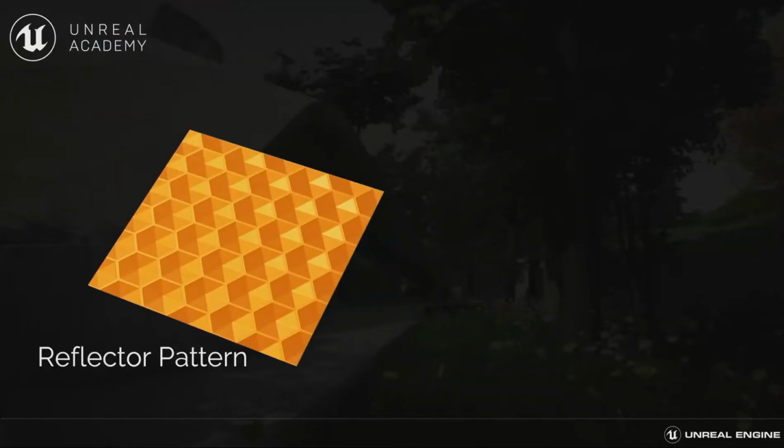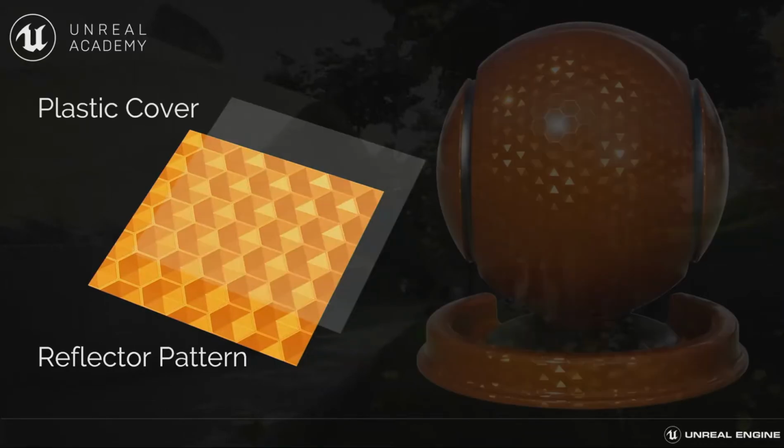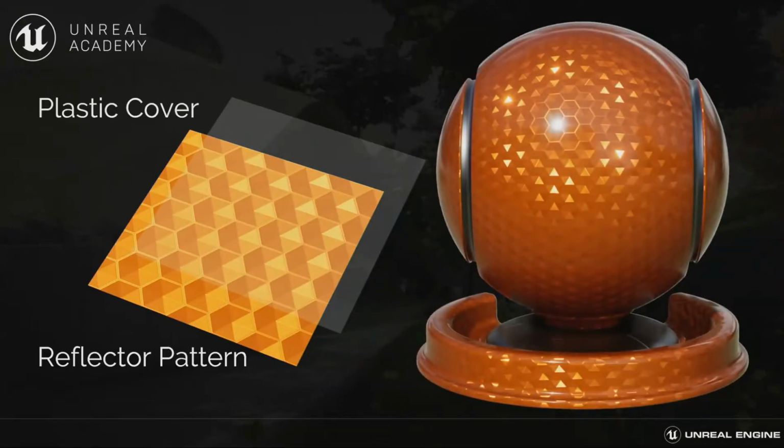So it's simply the reflector pattern we wanted to have, and then you put the plastic cover on top of it, which makes a car reflector. A little bit of a difference from the clear coat of the car paint or the carbon fiber: since this is a plastic cover, the cover itself is a little bit more rough, so it will have less reflection, and that feels more plasticky.